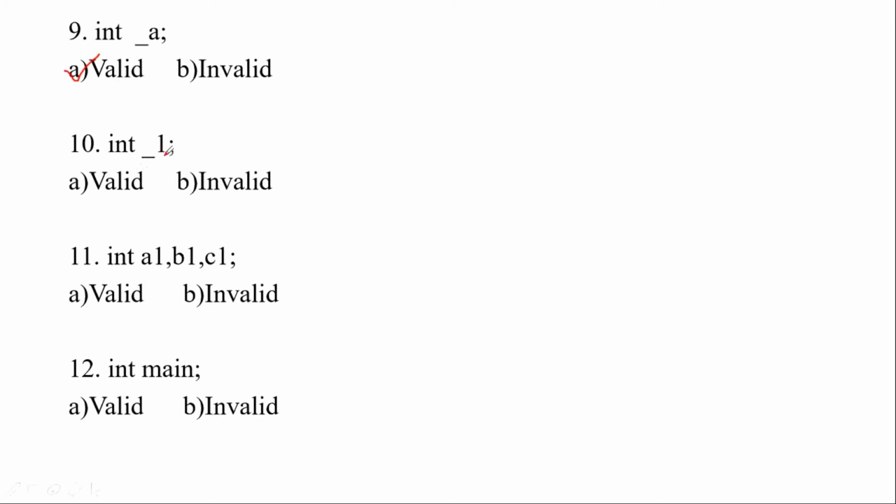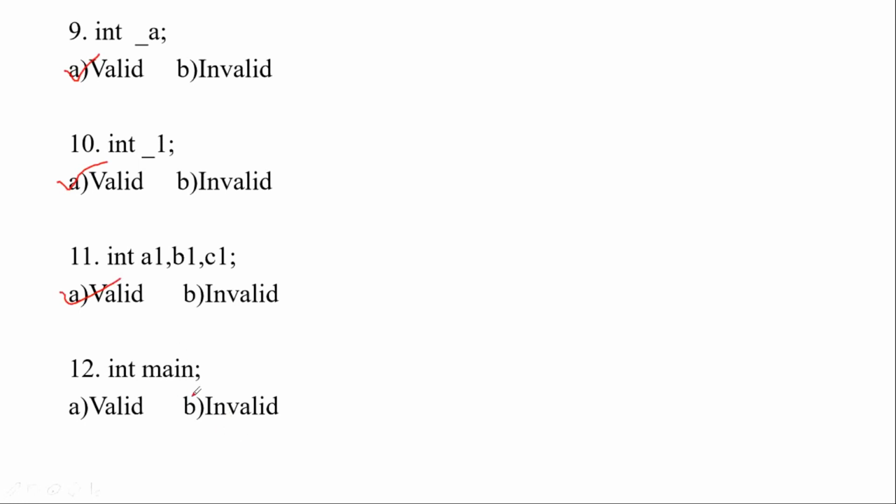Next, int _1. Now is this valid or invalid? Many of you will get confused here. The variable name should only not start with numbers, but numbers can be used. Here the declaration is starting with underscore, so you can use numbers, no problem. You can't use int 1_, because it should not start with a number, but you can use numbers elsewhere. So this is a valid declaration. Now int a1, b1, c1. Is this valid or invalid? It is valid because it is starting with an alphabet and there is no space.